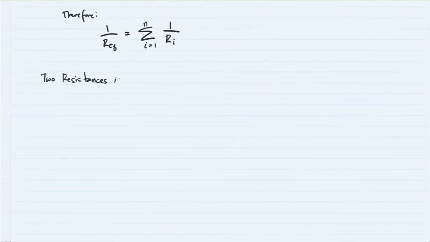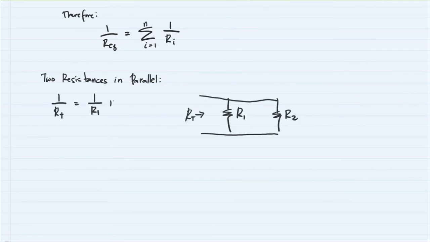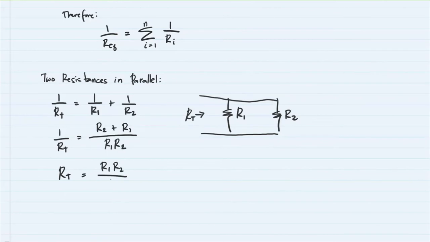Now, what if we have two resistances in parallel? Just two, what do we do? We will still use the formula stated above. So 1 over R total is equal to 1 over R1 plus 1 over R2, and we will try to simplify this to make it easier for all of us. Since 1 over R1 plus 1 over R2 is two separate fractions, we combine them into a single fraction. Then we get the reciprocal, and we get the formula that says R total is equal to R1 times R2 over R1 plus R2.